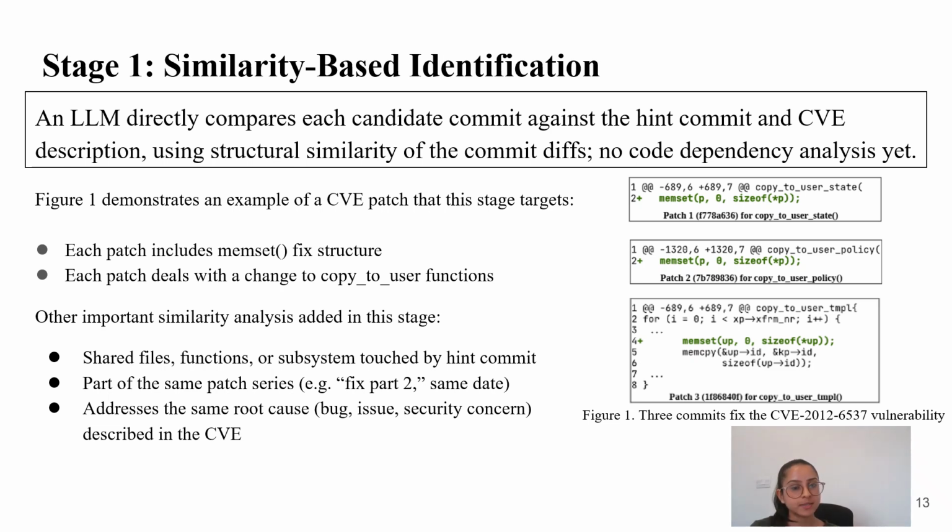And other important similarity analysis that is added in this stage is the candidate commit's files, functions, and subsystems that could also be touched by the hint commit as well. And if the candidate commit is part of the same patch series as the hint commit, and if the candidate commit addresses the same root cause described in the CVE description.